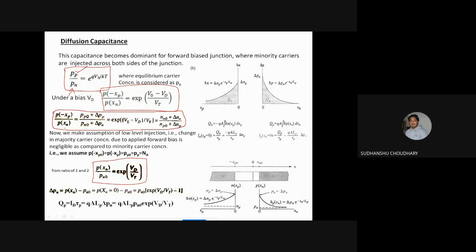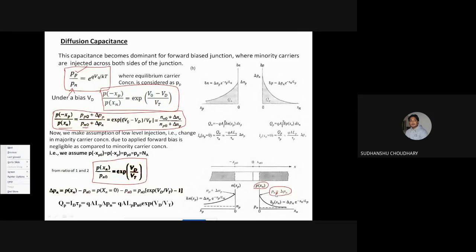So how do we get this equation? This is the same, that is P minus XP by P of XN, and let us say PXN. So PXN can be found from here. This PXN is equal to PN plus delta PN, or let us say PN0. Since we are talking about equilibrium concentration of holes in N-type region, that can be represented by either PN or PN0. So PXN is PN0 plus delta PN.